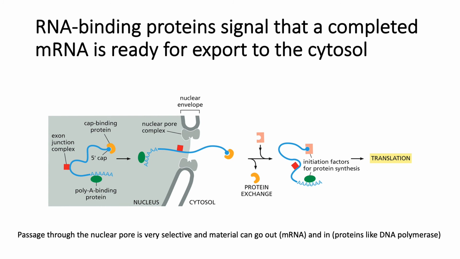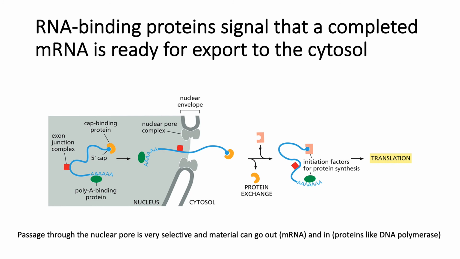So on the left-hand side, you see we're within the nucleus, and you see a messenger RNA in blue. It's bound by a 5' cap binding protein. There's the poly A binding protein, which I mentioned, binds to the poly A tail. And there's also, I guess, an exon junction complex. I don't really know much about that, so I'm not going to ask you about that. But I guess there are proteins that remain on there. I don't know anything about those, to tell you the truth. I need to learn about those.